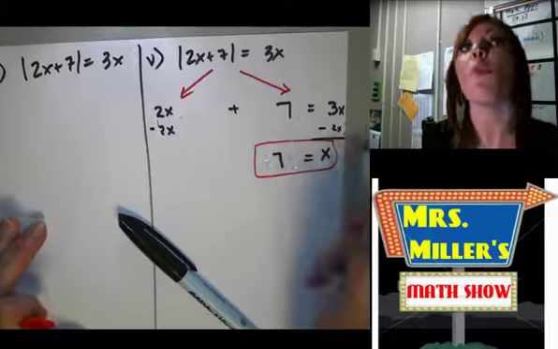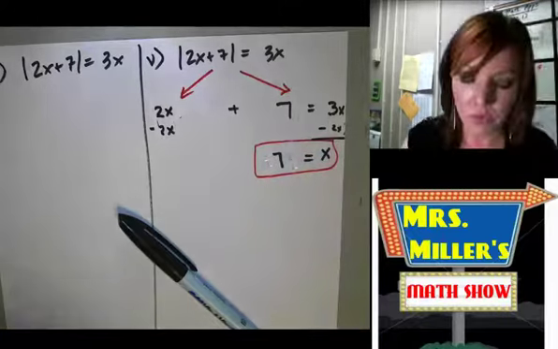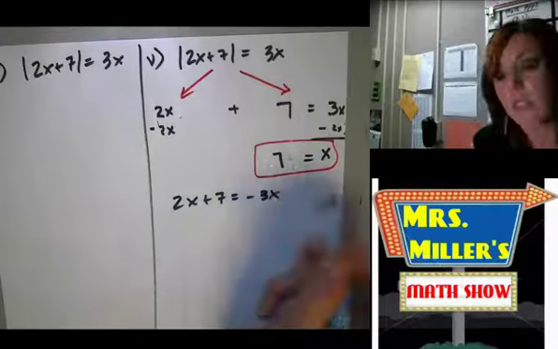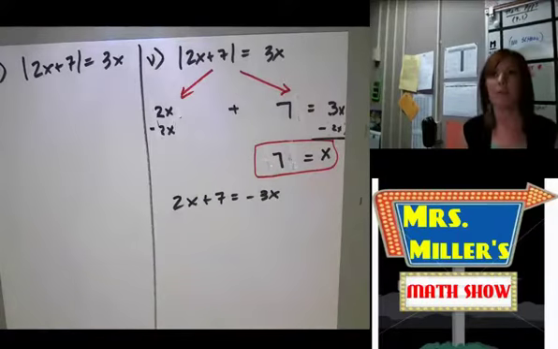So that's one of them. That's one of the apparent solutions. Rachel? 2x plus 7 equals negative 3x. Good. Okay, so then how would we solve this one for x? What would we do next? Anybody else feel like coming up?